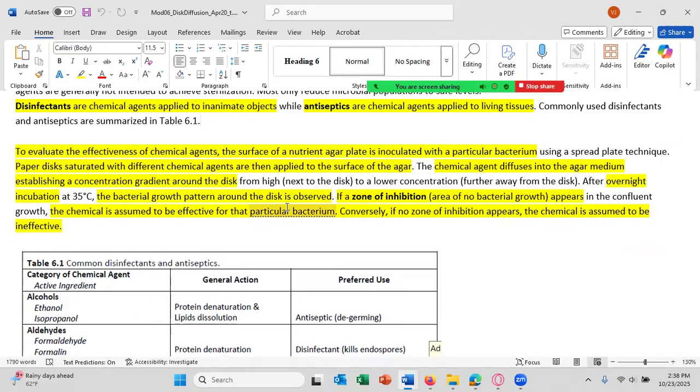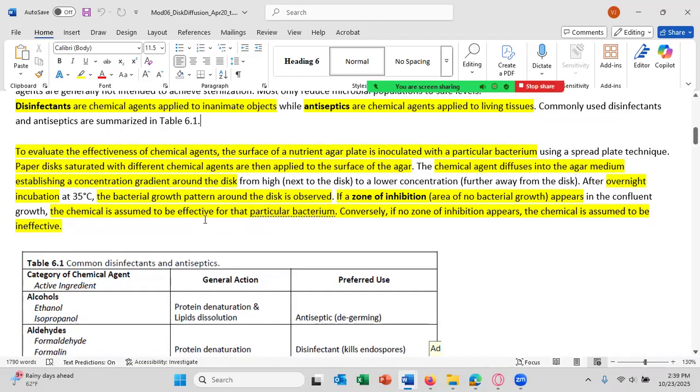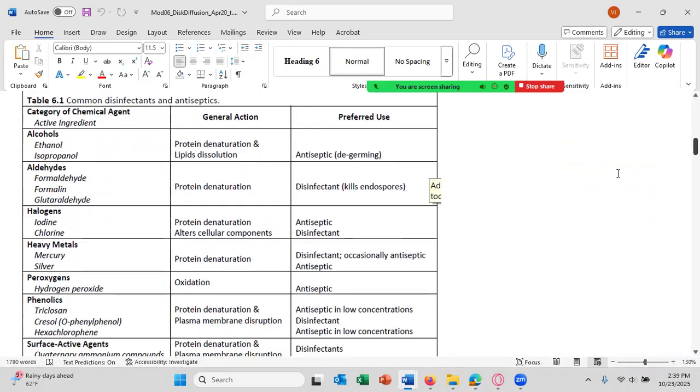If there is a zone of inhibition, an area of no bacterial growth, then the chemical agent can be assumed for that particular bacterium to be at least a little effective because there is a zone of inhibition. Conversely, if there is no zone of inhibition, the chemical agent is assumed to be ineffective. Now, notice I used the word effective here. I didn't say the bacteria is sensitive or resistant to that agent. And we'll talk about those terms later in this lab. Here is a table of common disinfectants and antiseptics.